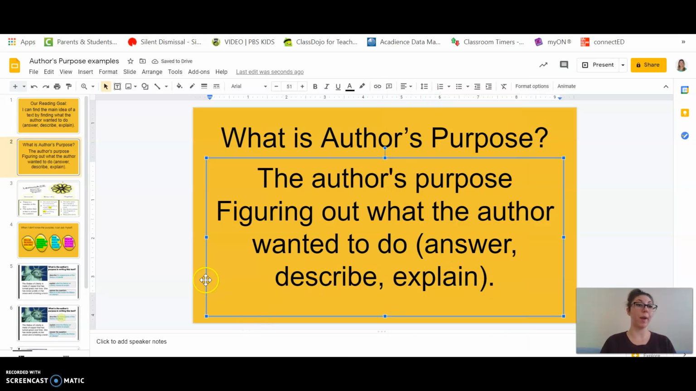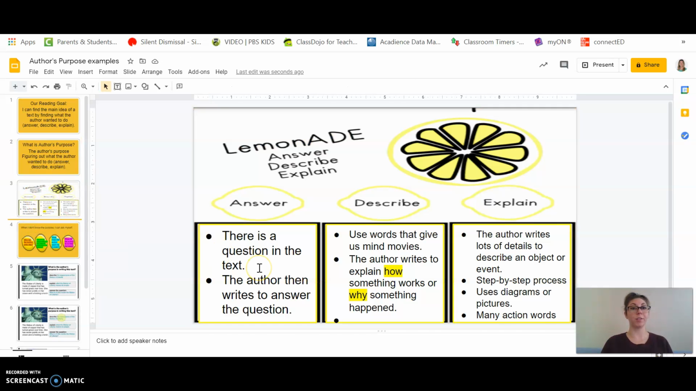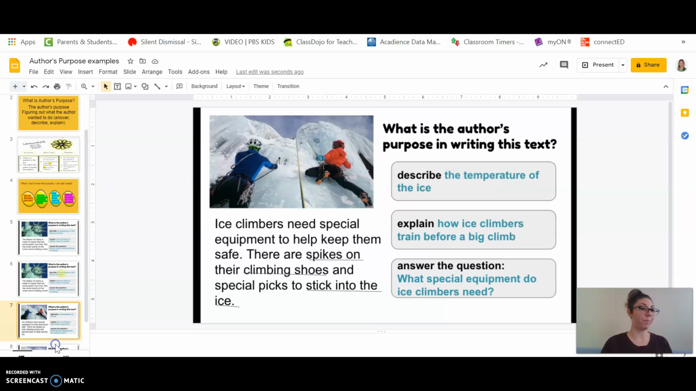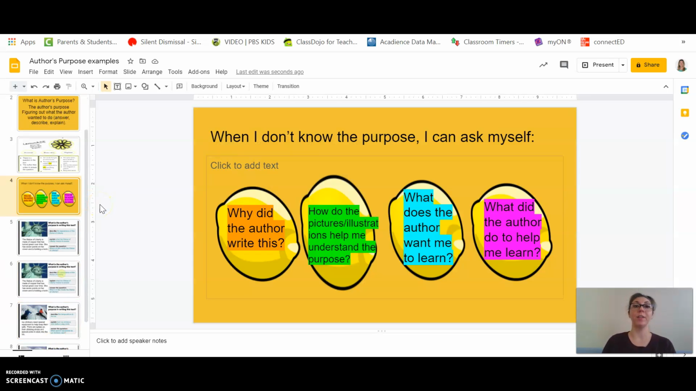Did they want to answer, describe, or explain? So if they wanted to answer, there's a question in the text. If they wanted to describe, they use a lot of words that give us mind movies. And if they wanted to explain something, the author writes lots of details that tell us step-by-step things. There's diagrams and pictures and lots of action words, okay? And then we did these examples together. You can use this slide to ask yourself questions to think about, what is the author's purpose? What did the author try to do? Using these questions, you can help yourself on the last slide.